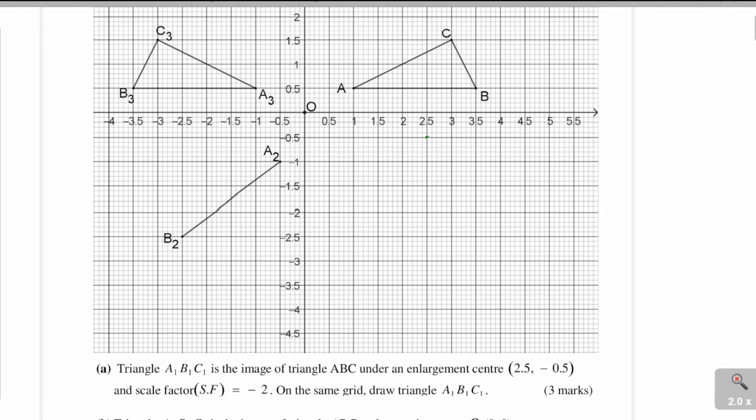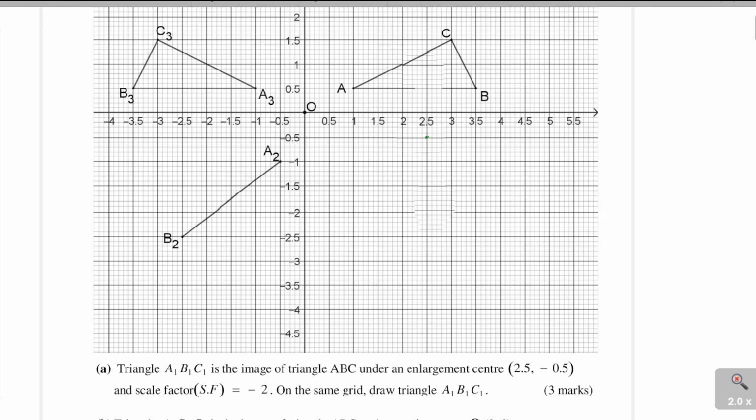This is an enlargement with a negative scale factor. And therefore, in negative enlargement, the object and the image will be on the opposite side of the center of enlargement. So if the center of enlargement is here and the object is here, the image will be on the opposite side. So this is what you're going to do.